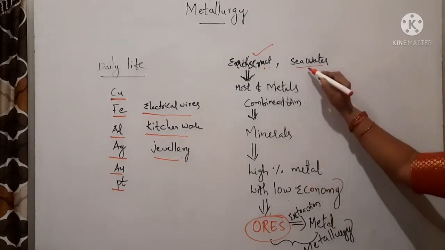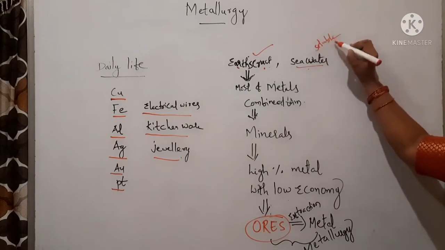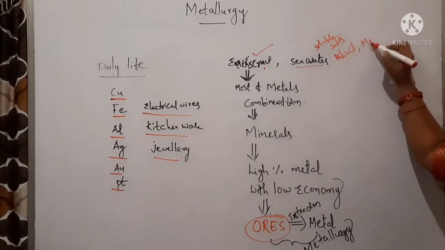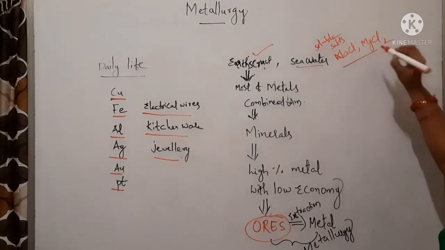Also, metals are available in the form of soluble salts in sea waters. NaCl and MgCl2, sodium chloride and magnesium chloride, are soluble salts available in the sea water. So these are in the combined form.